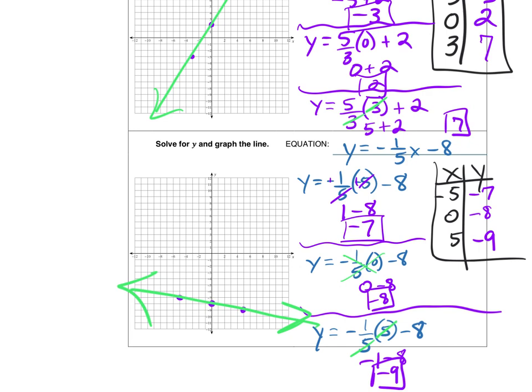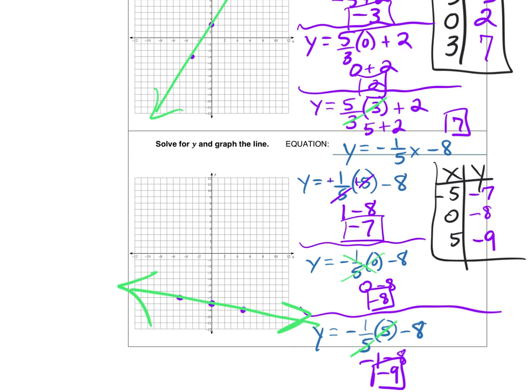And I'm going to check my answer here. I have a negative slope, and that is reflected in the line on my graph. The y-intercept is negative 8, and my slope is negative 1/5. So from this point, I go down 1 over 5. Down 1 over 5. And that is graphed correctly.